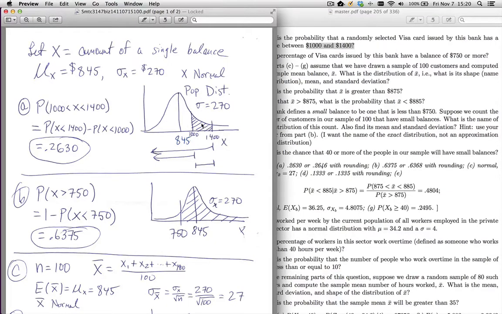Now, whether you use a normal table or the functions in Excel or R, all of those things answer less than questions. So the probability that X is less than something. So we have to split this into two pieces. We're going to split it into the probability that X is less than 1,400. That's this arrow right here. Now the problem with that is we've included all of this area, which we don't want. So we need to subtract that off. So if we subtract the probability that X is less than 1,000 from the probability that X is less than 1,400, we'll get the slice that we care about.